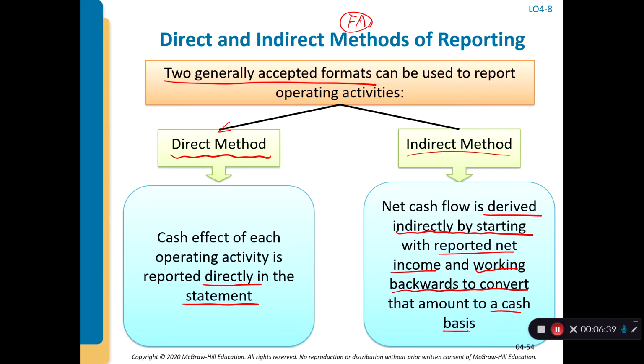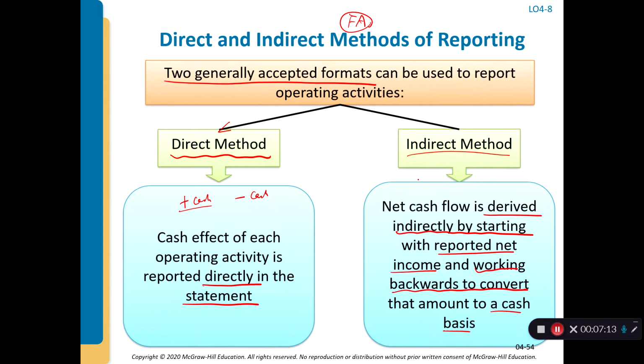In other words, in the direct method, the cash effect of each operating activity is reported directly in the statement, meaning that if you see cash inflow, you just record it. If you see cash outflow, you record it. You don't follow whether this is going to be a revenue or whatever. If you see an inflow, you just denote it, and at most you differentiate whether these items are investing, financing, or operating.